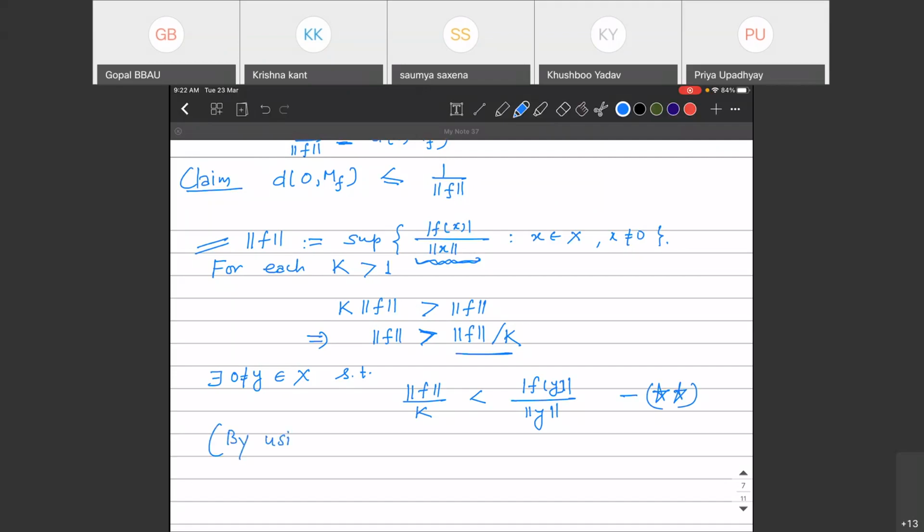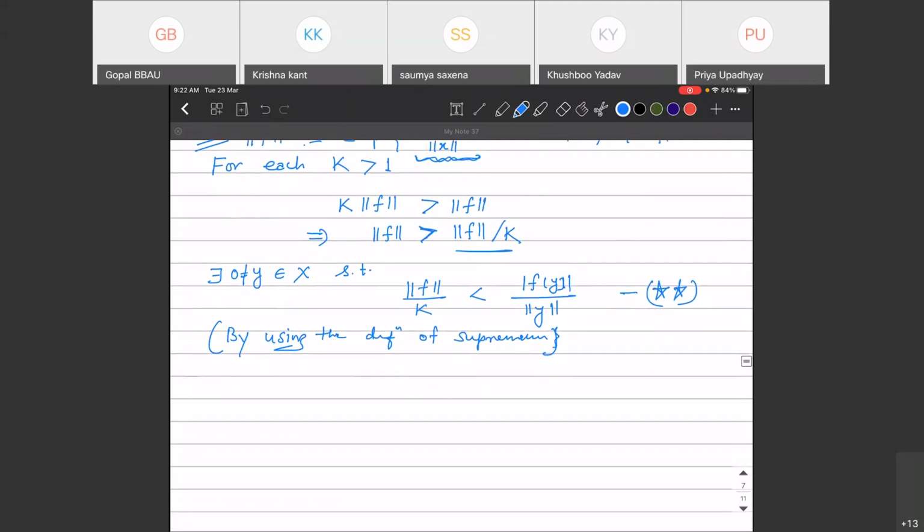By using the definition of supremum. Understand this step? Sir, norm f की जगह बस हमने definition use कर लिया है. हाँ, norm f क्या होता है? Norm f है supremum of mod f(x) upon norm x, where x is in X and x is non-zero.